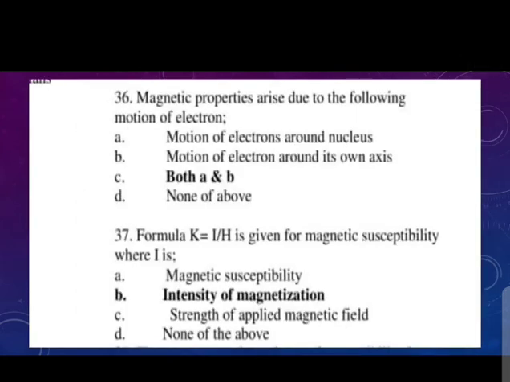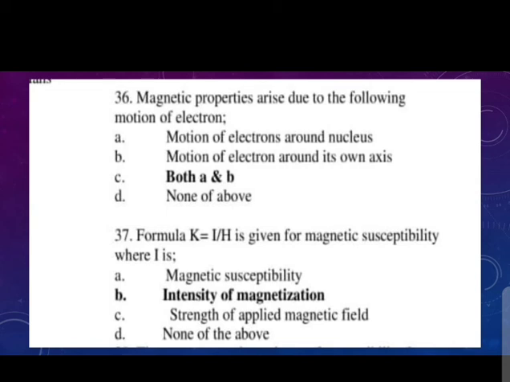Moving to our next question, that is 36. Magnetic properties arise due to the following motion of electron. Our options are A. Motion of electrons around nucleus, B. Motion of electron around its own axis, C. Both A and B, and D. None of this. So our correct option is C. Both A and B.